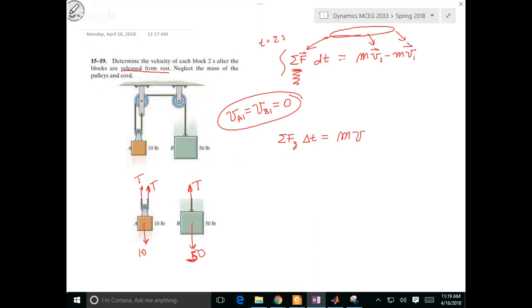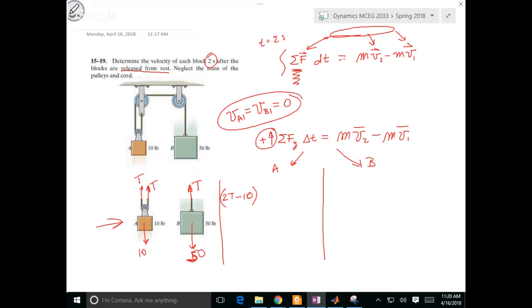So here, mv2 minus mv1. But now I'm going to apply it to A, and then I'm going to apply it to B. So I guess I'll draw a line down here. In A, I'll make both of them be positive or be up. So on A, I'll look over here at block A. I make positive up. I see 2t minus 10 for the forces. Now, he says 2 seconds. So I'm going to assume that T1 is equal to 0 and T2 is equal to 2. So therefore, the change in time is just 2 seconds. So that means this in both problems is going to be 2.